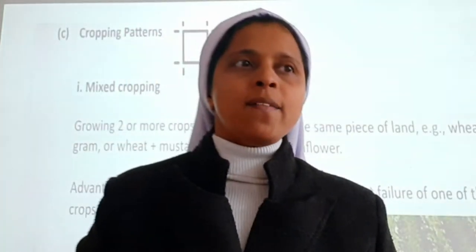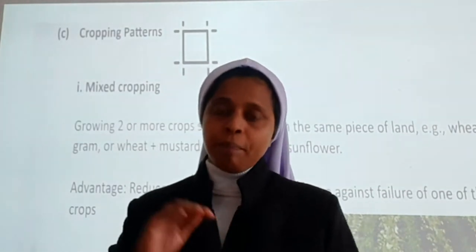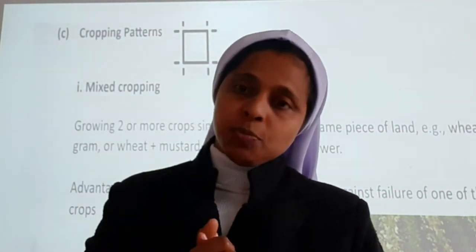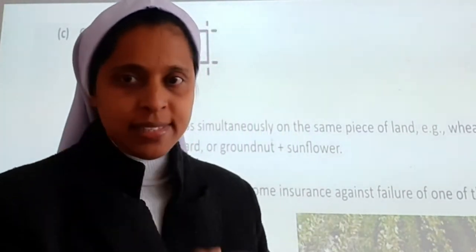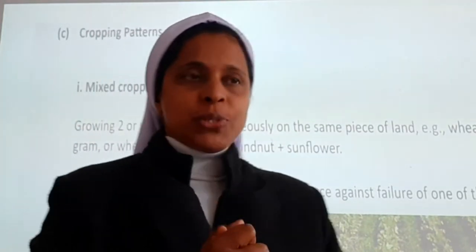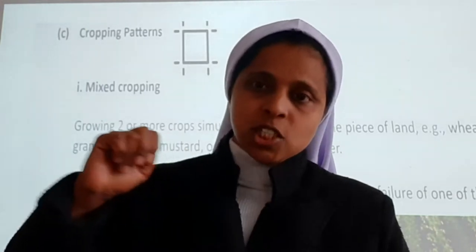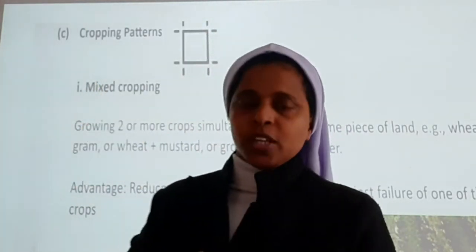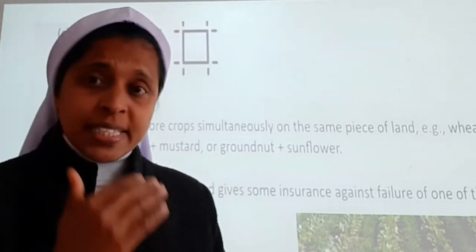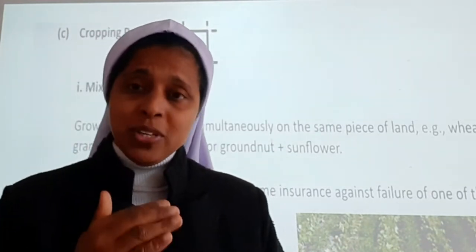And next, for crop production improvement, we have different types of cropping patterns. Cropping patterns means there should be a definite type of pattern for the crops. So here we have mixed cropping, intercropping and crop rotation. So let's see here, mixed cropping. It means growing two or more crops simultaneously on the same piece of land.